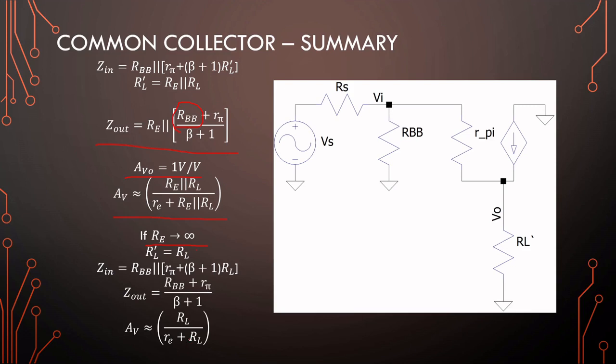Okay, and that's it for common collector. So not that difficult to analyze, also not that difficult to design. Everything is gonna turn around the output swing, and the more important part is trying to bias it and having a large enough input impedance. Okay, so let's go over to the simulations.